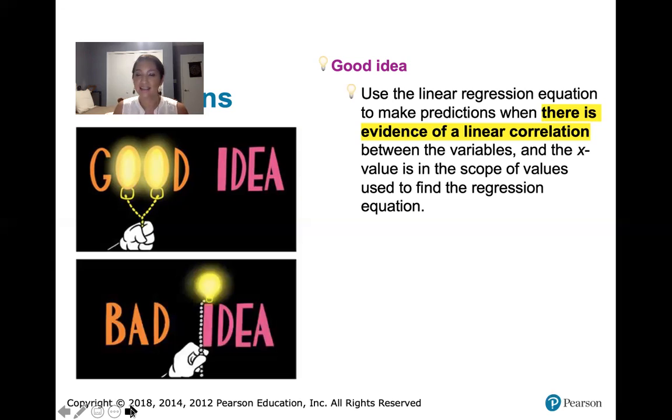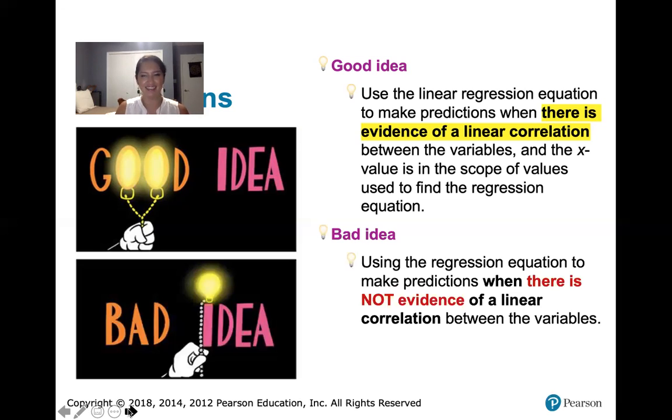So provided that the X value is in the scope of values and we have evidence of a linear correlation, so that the scatter plot fits our data really well, then it is absolutely a good idea to use that linear regression equation to make predictions for Y values. And you can imagine what the bad idea is.